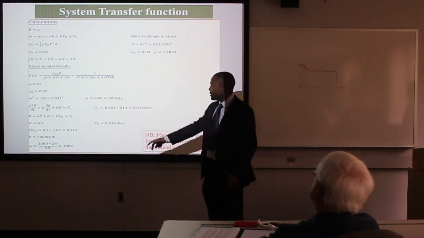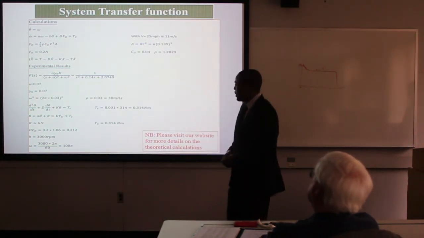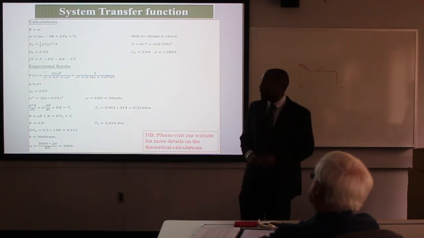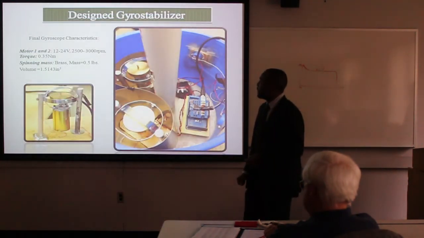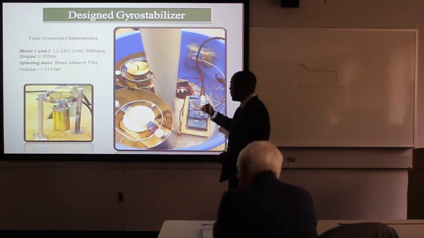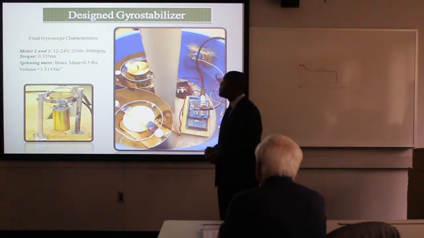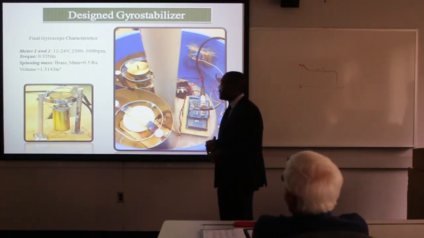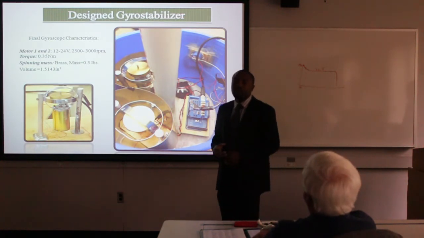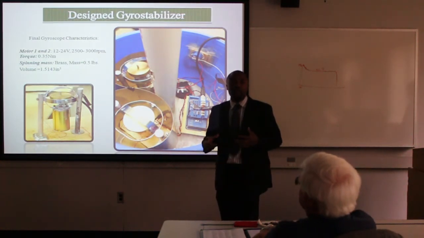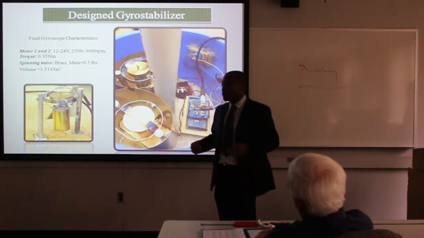After all the calculation, we got the speed to range from 2,500 to 3,000 RPM, and the torque from 0.15 to 0.314 Newton meter. And finally, that's the motor that we bought with the spinning mass on top. The motor was 12 to 24 volt, 2,500 to 3,000 RPM, with a torque of 0.35 Newton meter. The spinning mass was brass. We used brass because of its high density, and because we were limited on space, we wanted to meet the mass requirement without having to go bigger.